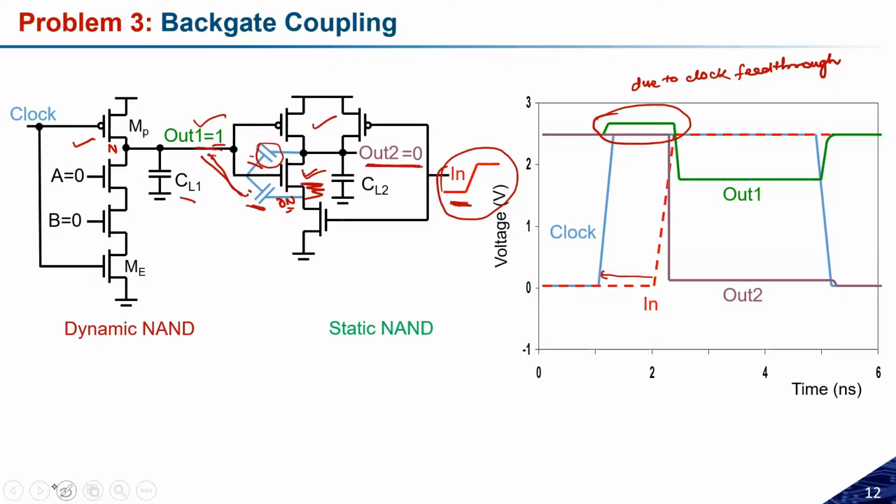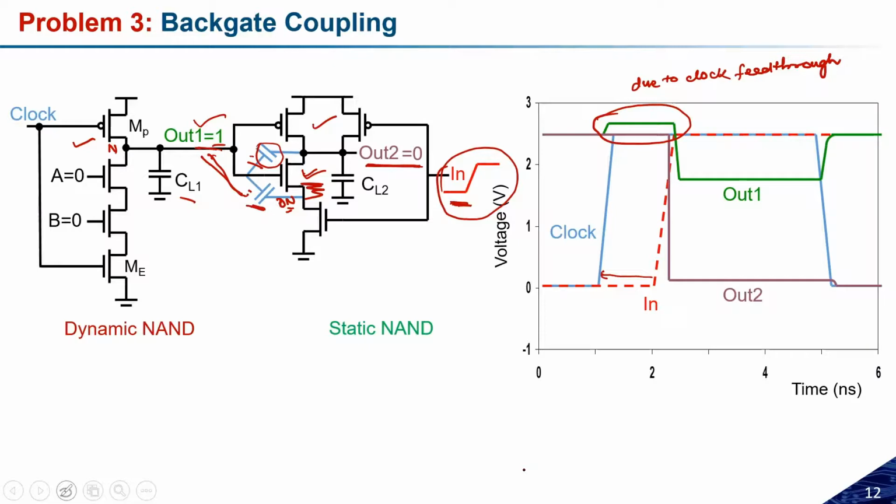If I have cascaded one dynamic and one static NAND gate or this kind of structure, and if there is some backgate coupling at some of the output, this kind of problem will come, and we call it the backgate coupling problem. Okay, one more important thing which we need to consider here: how we can isolate, how we can overcome this problem.